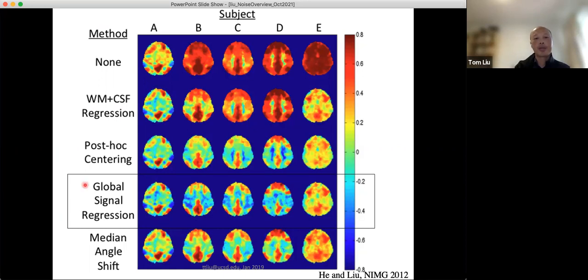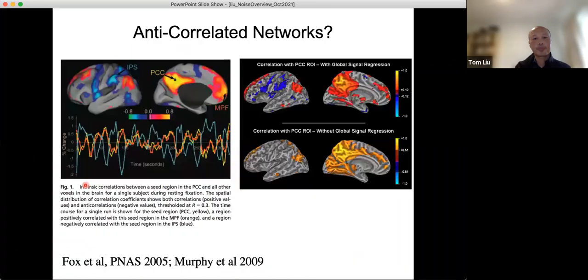And just as a side note, even using really sophisticated methods such as the ICA FIX method developed by FSL, it cleans up your signal quite a bit, but it does not necessarily take out global signal effects. So just the simple effectiveness of this method has really caused it to hang around for so long, even though there's still a lot of debate about whether you should use it. I think that debate was really highlighted by these 2 papers by Fox and others in 2005 and then Murphy in 2009.